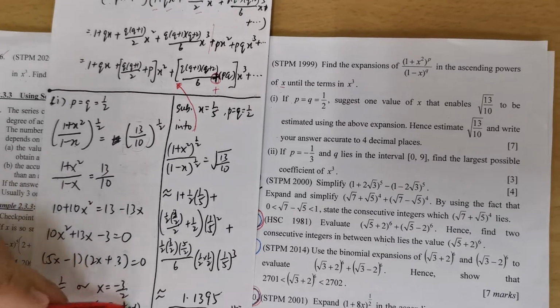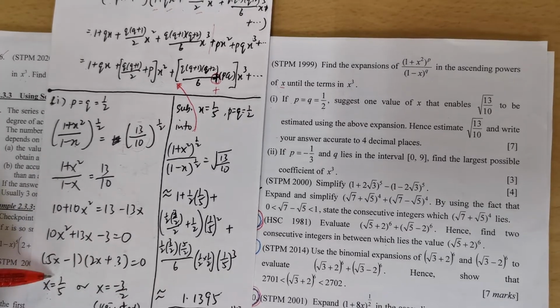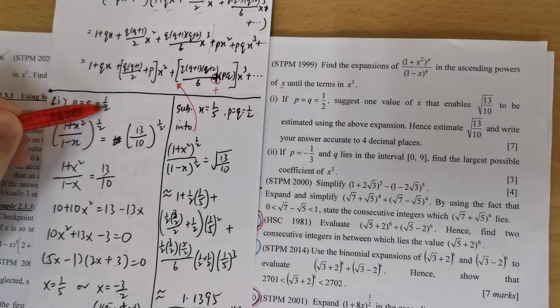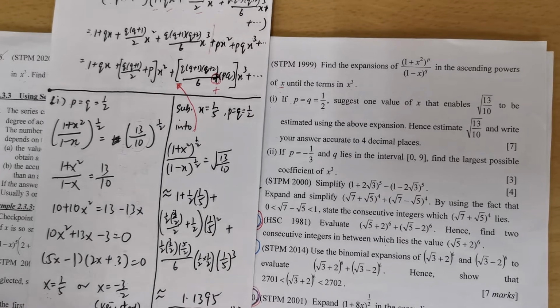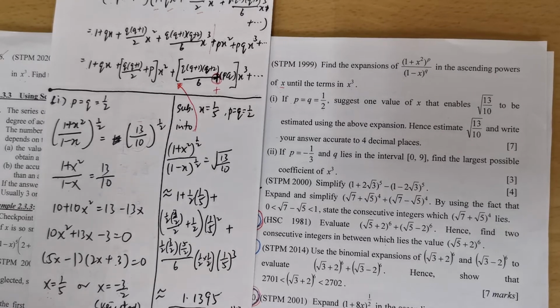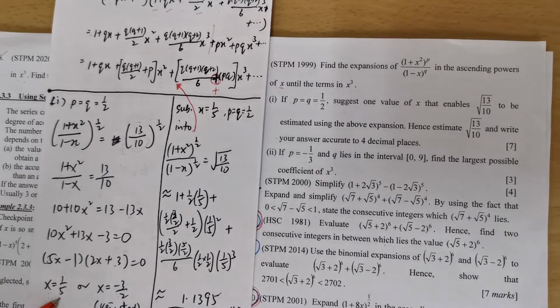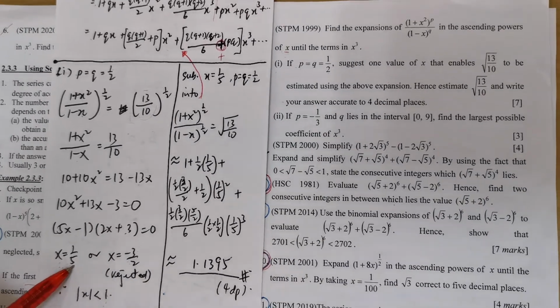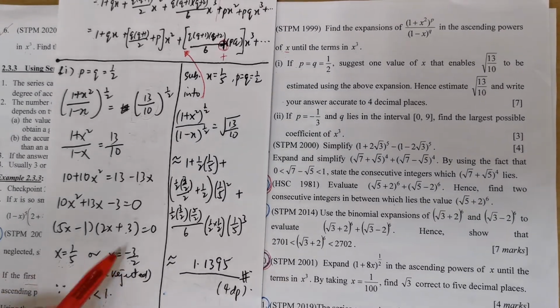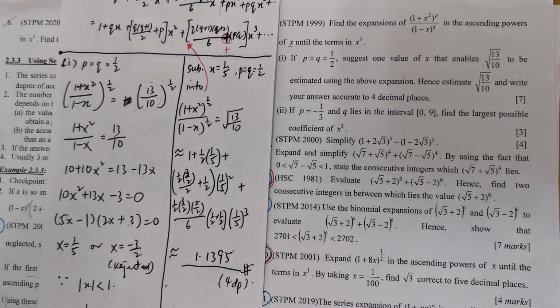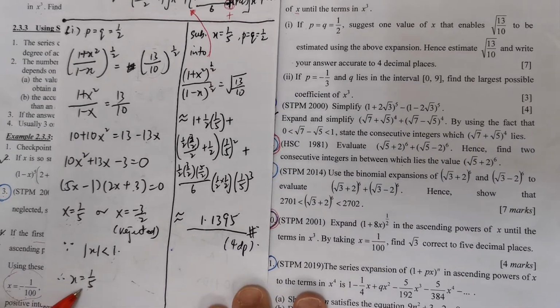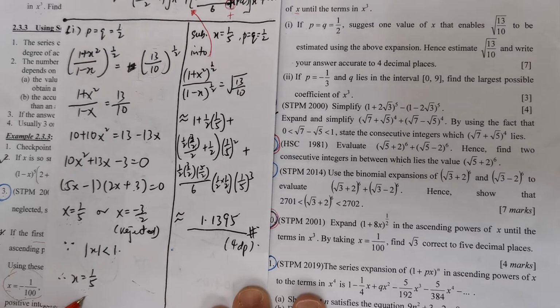Alright, why do we reject this one? Why do we accept this one? Remember, if your power is not a positive integer, the modulus for the second term should be less than 1. Remember this concept. Therefore, we only take this value. Alright, we only take x equals 1 over 5. So we ignore this one. Alright, so the value that we are going to sub in is x equals 1 over 5, sorry.